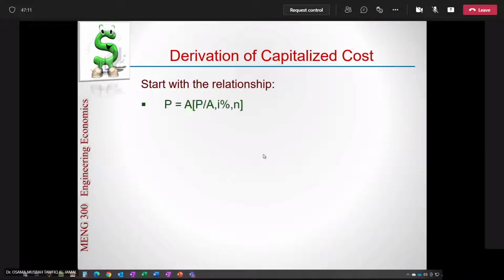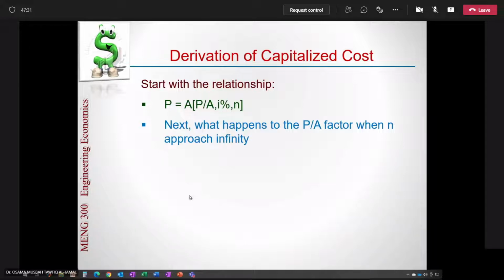It starts with the relationship. Notice what we have in here. Have your calculator in front of you because I'm going to ask you to do something. P given A, I, N, that standard notation, P equal to A. That's what we want to find: the P, given that annuity. What happened to this factor? You can use your calculator to find the factor here if we have A, I, N.